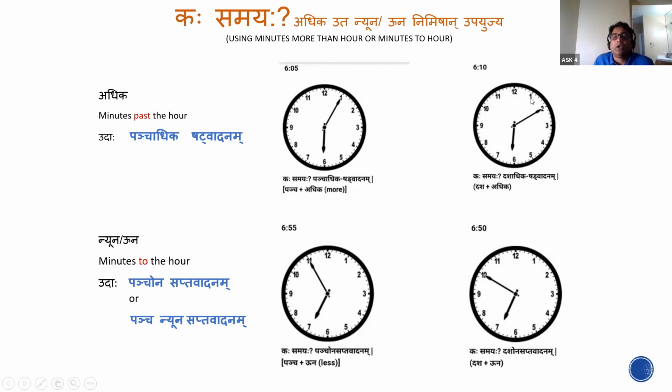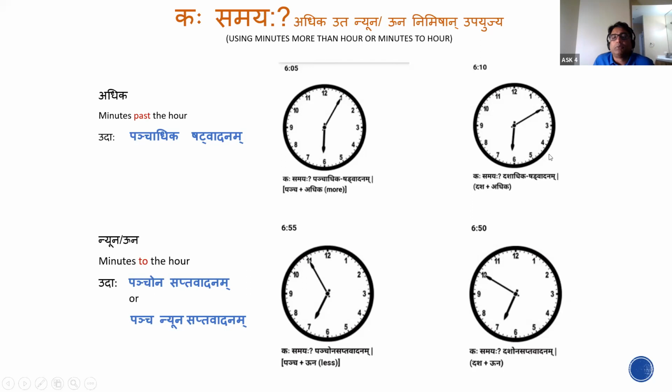If you already learned numbers, this goes until 60. If you are clear about how to say numbers until 60, everything you can tell. Any number you can say with adhika, and anywhere it is, you know how to tell. Suppose it is 13. What is 13? Trayodasha, right? Trayodasha adhika shadvadanam.